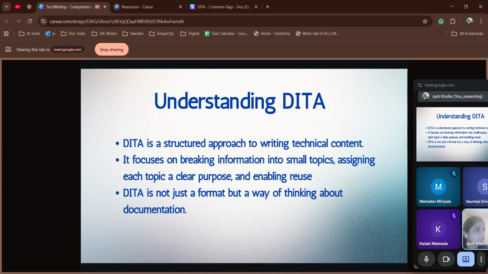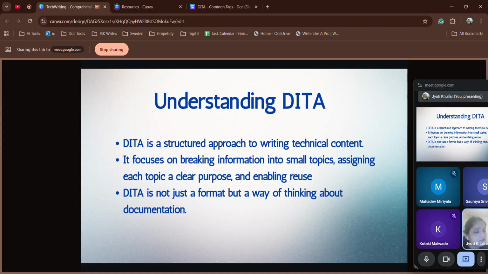Consistency तो आता ही है because it is structured. There are certain rules and guidelines that everyone has to follow. So the consistency is a byproduct, of course, and there are other things like it tries to limit you within those rules. It focuses on breaking information into small topics, assigning each topic a clear purpose, and enabling reuse. So DITA है क्या?